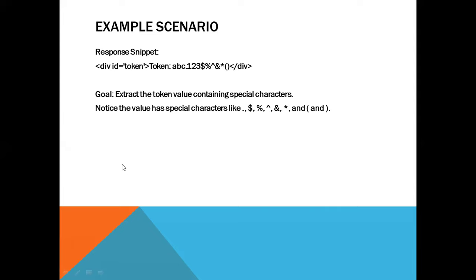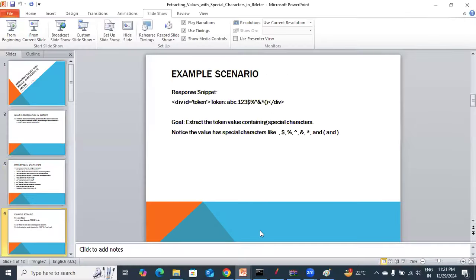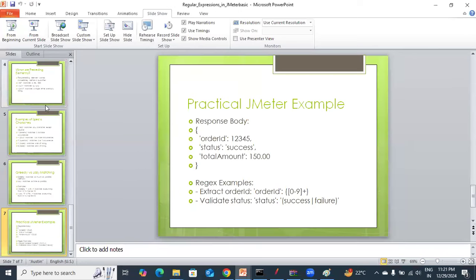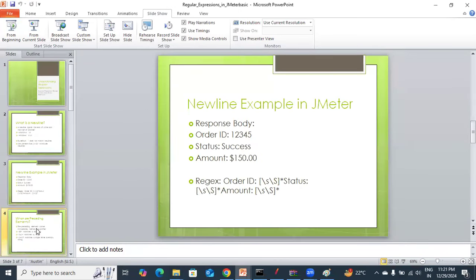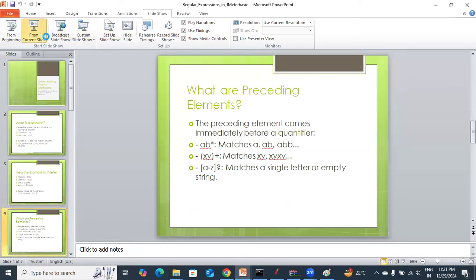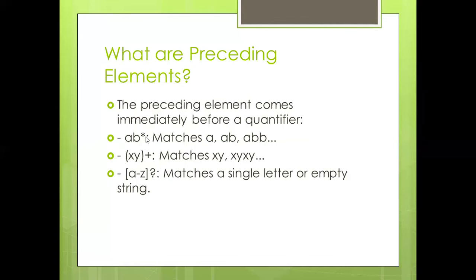Sorry. Before this, I will explain some basic correlations, like what a star is and what a plus is. Star and plus are both greedy. They can extract very lengthy dynamic values. In a given response, star and plus can select the whole response. They are very greedy.